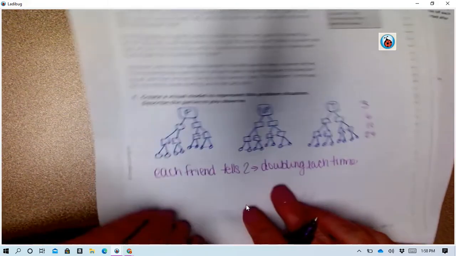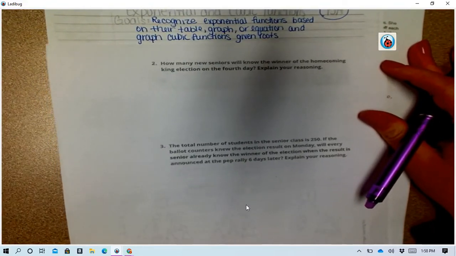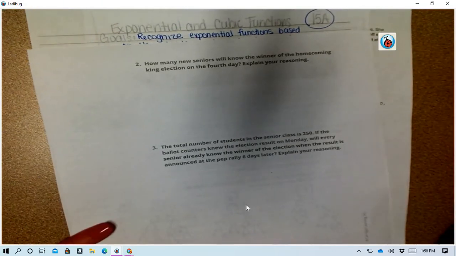Okay, so based on that pattern, let's flip to the back. It says, how many new seniors will know the winner of the homecoming election on the 4th day? Explain your reasoning. So go ahead and give this a shot by yourself.